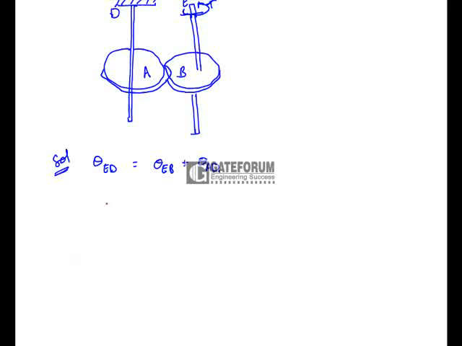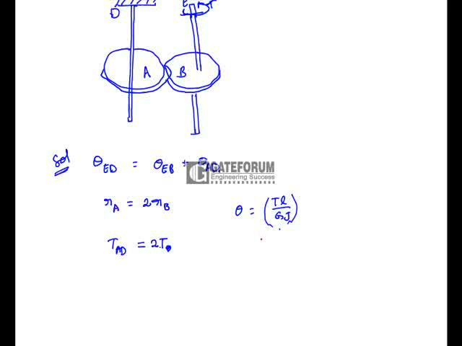Here the only known values are RA equal to RB. Therefore, the torque applied on AD is equal to 2 times the torque applied on BE. The torque applied on BE is T, so the torque on AD is 2T. Now the angle of twist is TL by GJ.